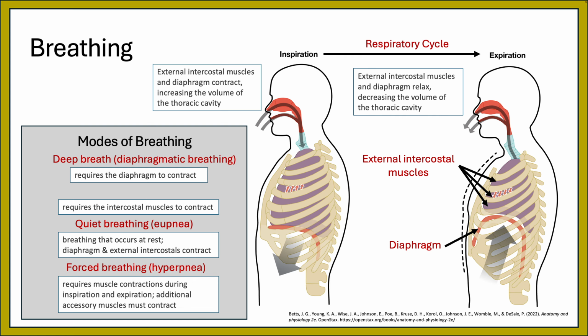Primarily, it's the internal intercostals that are going to help compress the rib cage, thus reducing the volume of the thoracic cavity. Deep breathing is known as diaphragmatic breathing. So this is going to be the type of breathing that requires the diaphragm to contract. And shallow breathing is going to be costal breathing. This is going to require just the intercostal muscles to contract. So if you're having shallow breaths, you're not necessarily making use of the diaphragm, where deep breaths do. But normal breathing, which we call quiet breathing, generally has both the intercostals and the diaphragm contracting.